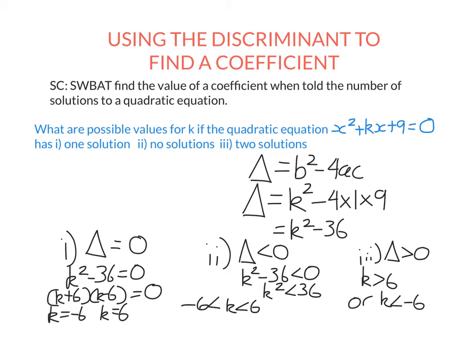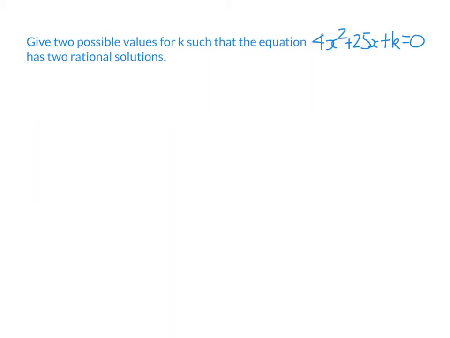All right, now we're just going to do a quick example where we look at determining values for k if the solutions are rational or irrational. So let's try this question here. We're going to find two possible values for k such that this equation here has two rational solutions. So let's look to it.